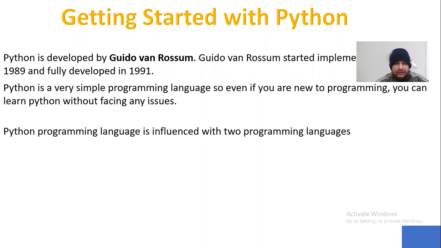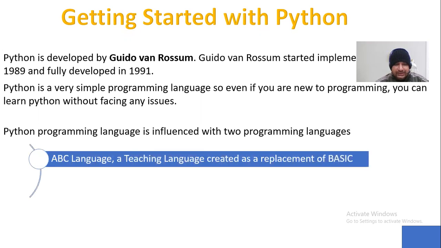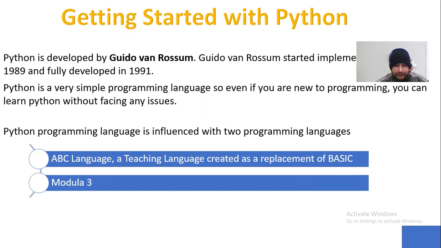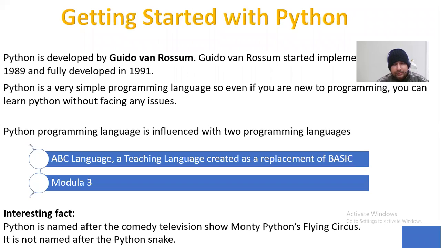Python programming language is influenced by two basic programming languages. One is ABC. It was a teaching language created as a replacement of BASIC and Modula-3. And the most interesting fact behind Python is that it was named after the comedy television show Monty Python's Flying Circus. It's not named after the Python snake.